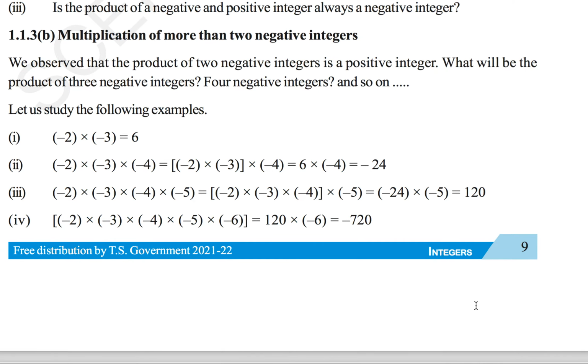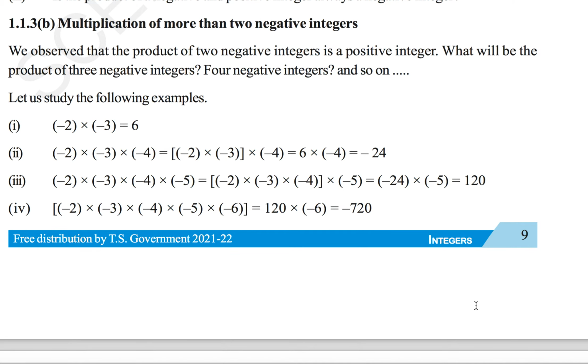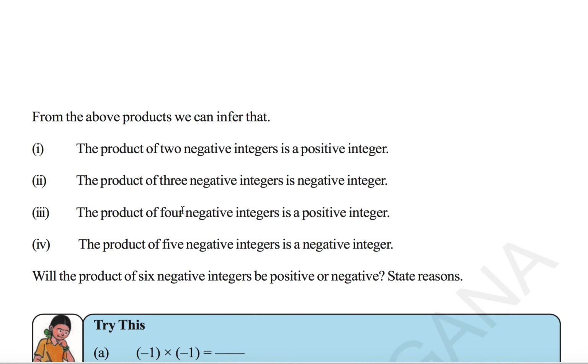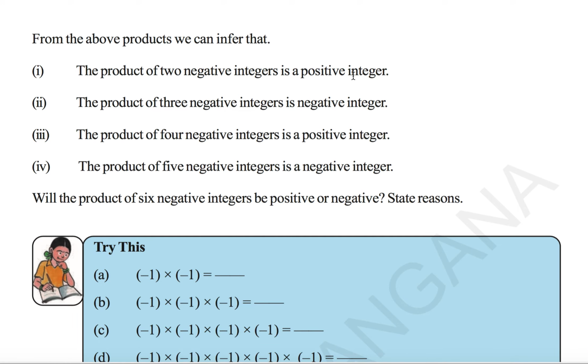So we observed that the product of two negative integers is a positive integer. What will be the product of three negative integers, four negative integers, and so on? This is positive, this is negative, this is also negative, no, positive, this is negative. From the above products, we can infer that the product of two negative integers is a positive integer, the product of three negative integers is a negative integer, the product of four negative integers is a positive integer, the product of five negative integers is a negative integer.